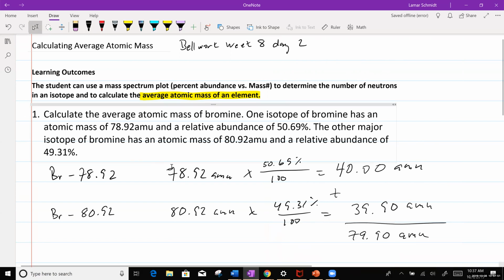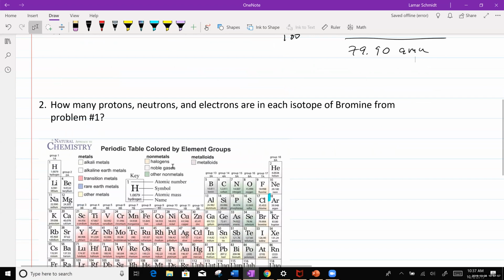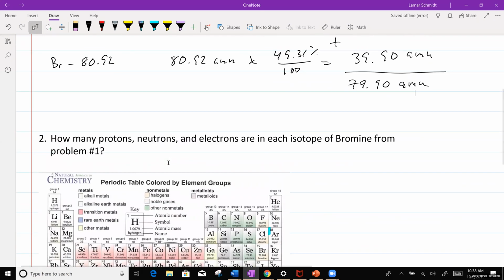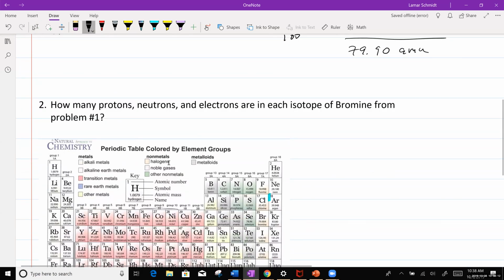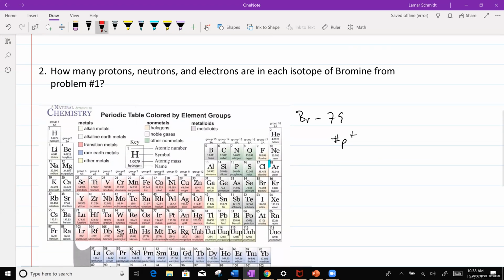All right, the next part, it says how many protons, neutrons, and electrons are in each isotope of bromine. All right, because these are not whole numbers, we're going to round those to the nearest whole number to make this easier to count. So if we have bromine 78.92, we would round that to be bromine 79. And in bromine 79, if we wanted to know the number of protons, we simply go to bromine on our periodic table, and we find the atomic number of bromine, and that is 35. So we have number of protons is 35 protons.